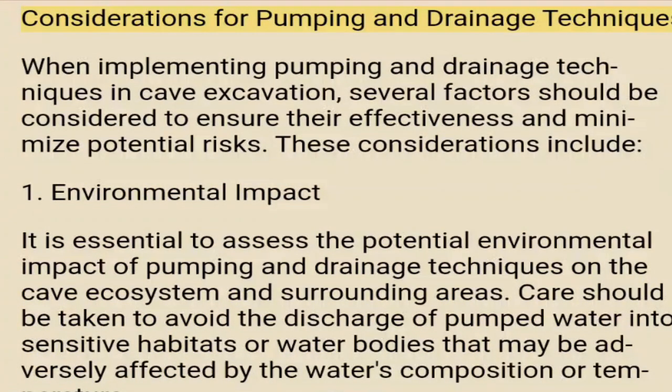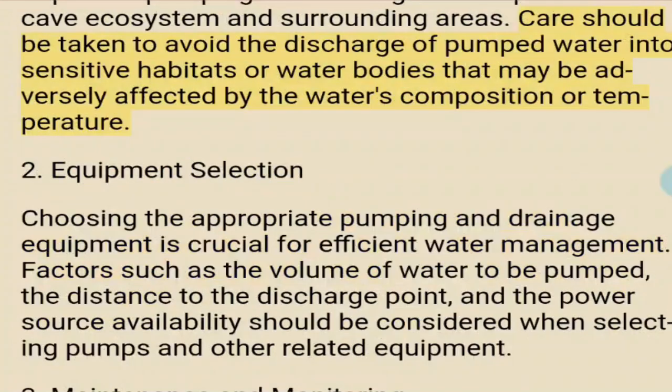Considerations for pumping and drainage techniques. When implementing pumping and drainage techniques in cave excavation, several factors should be considered to ensure their effectiveness and minimize potential risks. These considerations include: 1. Environmental impact. It is essential to assess the potential environmental impact of pumping and drainage techniques on the cave ecosystem and surrounding areas. Care should be taken to avoid the discharge of pumped water into sensitive habitats or water bodies that may be adversely affected by the water's composition or temperature.